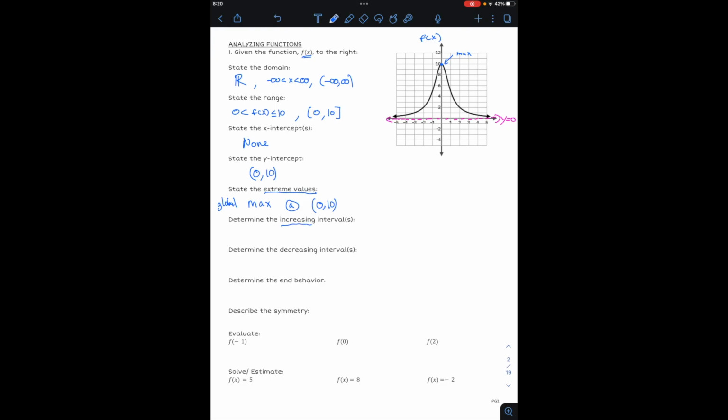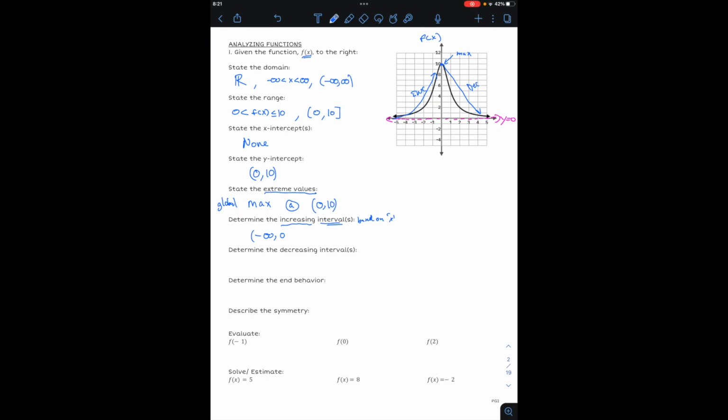Increasing interval. So where is this function increasing as we read it left to right? Well, we are increasing as we go this way, and we are decreasing on the way down. So we increase all the way to the max, decrease all the way down the function. So we're increasing from -infinity to 0 because the intervals are always typically described based on x.